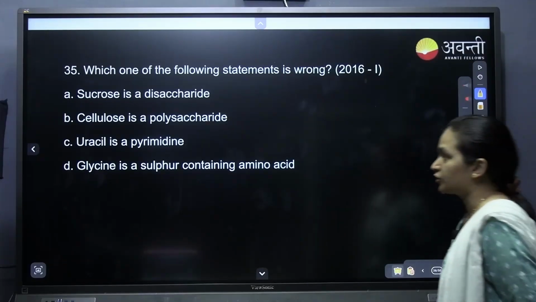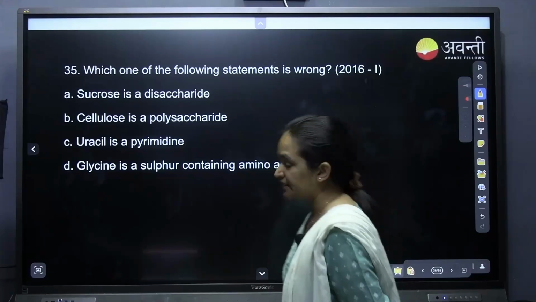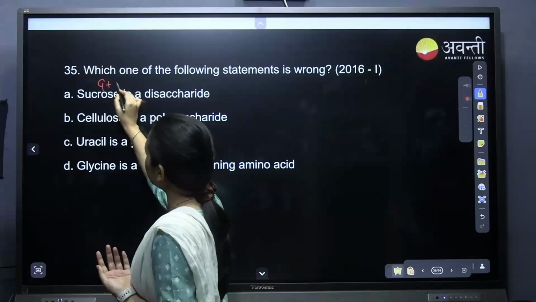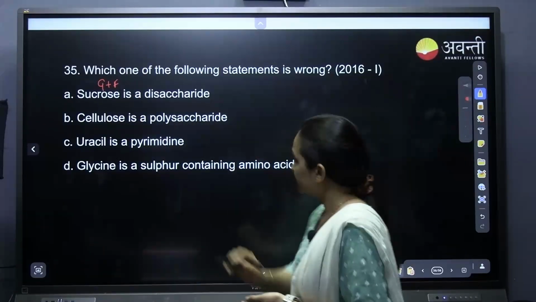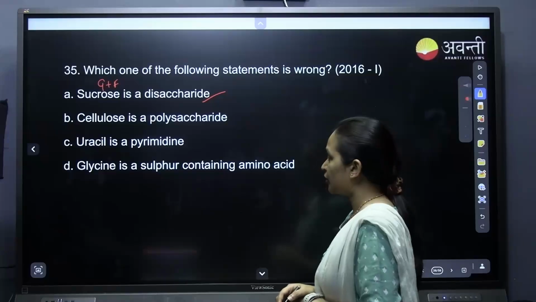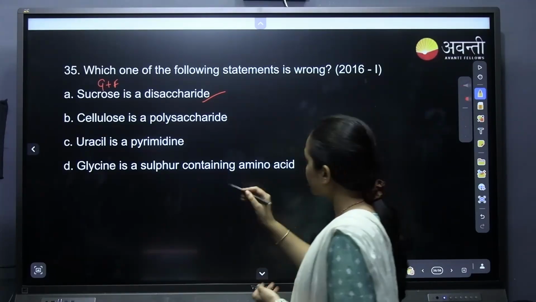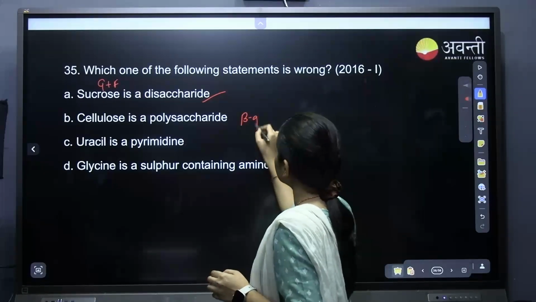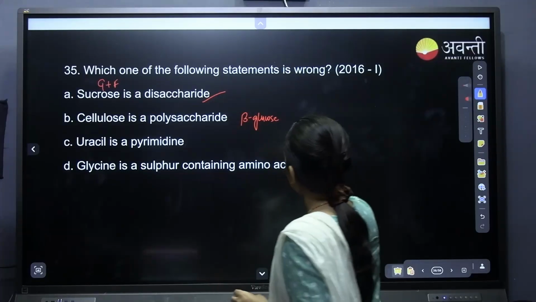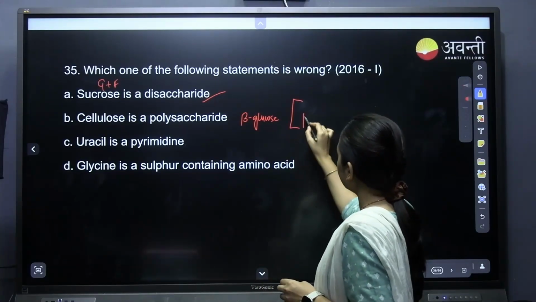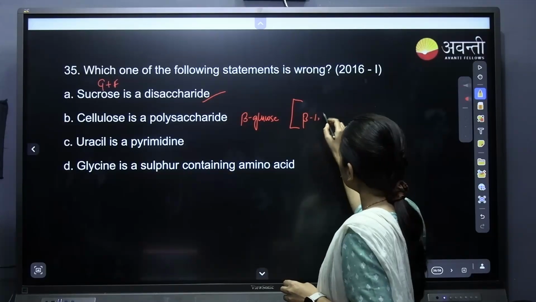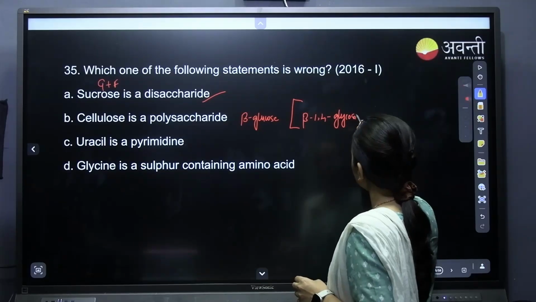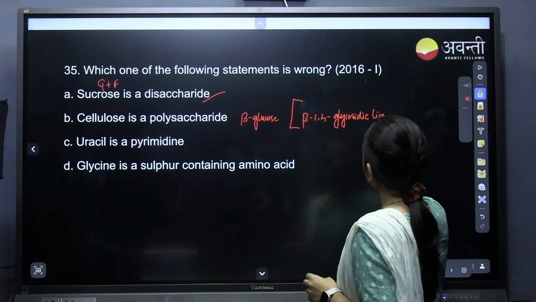Which one of the following statements is wrong? Sucrose is a disaccharide. Yes, sucrose. What is it made up of? It is made up of 1 unit of glucose and 1 unit of fructose, so it's a disaccharide. Cellulose is a polysaccharide. What is cellulose made up of? Actually, it is glucose only, but it is beta glucose. What is the type of bond here? It is beta 1,4 glycosidic linkage.